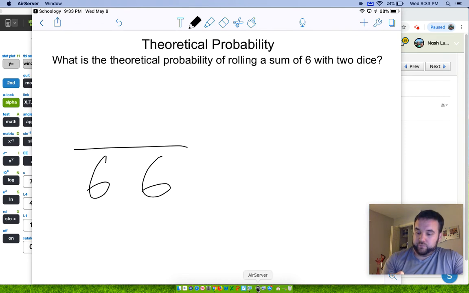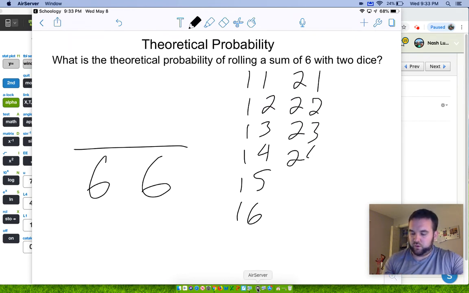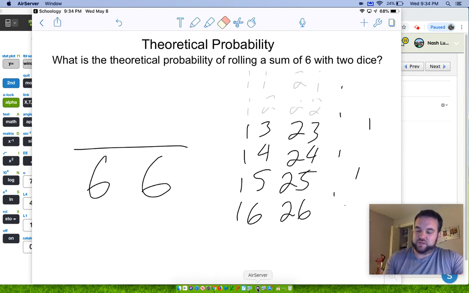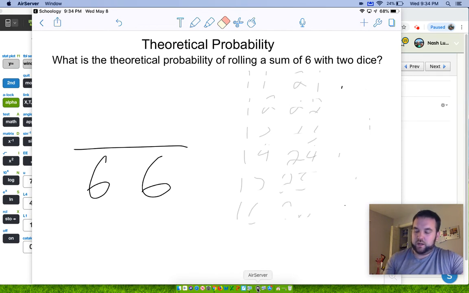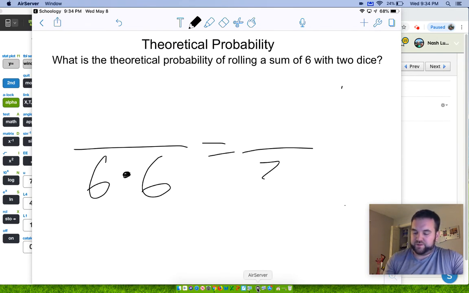If we think about it, I could roll a 1 and a 1, a 1 and a 2, 1 and a 3, 1 and a 4, 1 and a 5, 1 and a 6. I could also roll a 2 with a 1, and these are different because they're 2 different dice. I could roll a 2 and a 2, a 2 and a 3, a 2 and a 4, a 2 and a 5, and so on. So what I'm going to end up with is 6 columns with 6 possibilities in each. So I'm going to take these 6s and multiply them together. That will give me my sample space of 36.